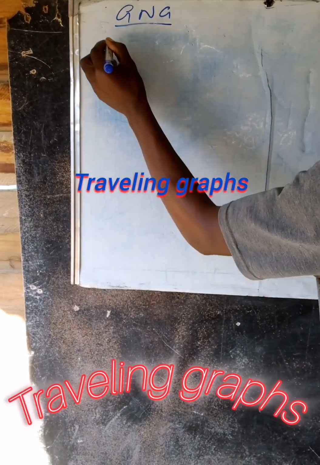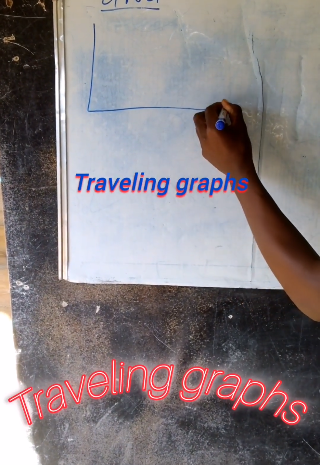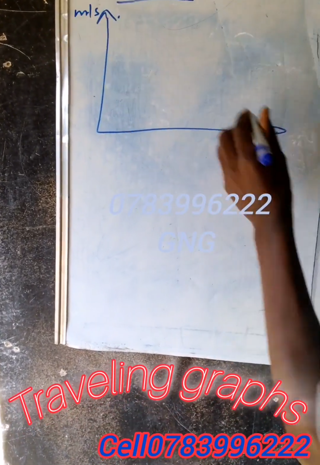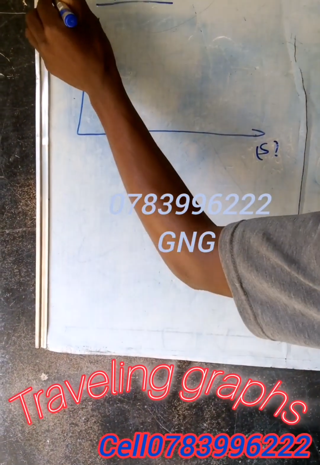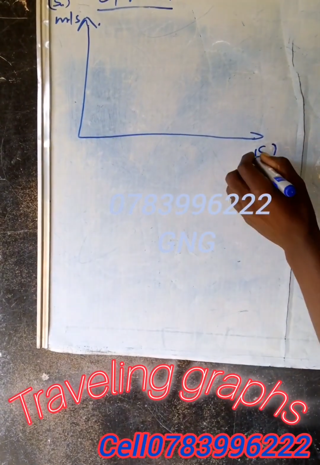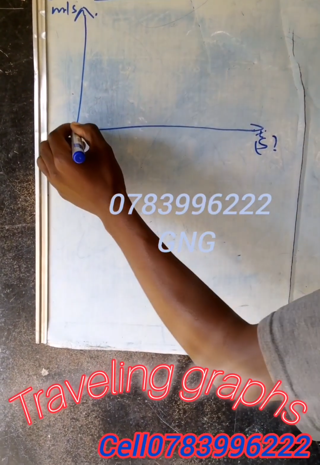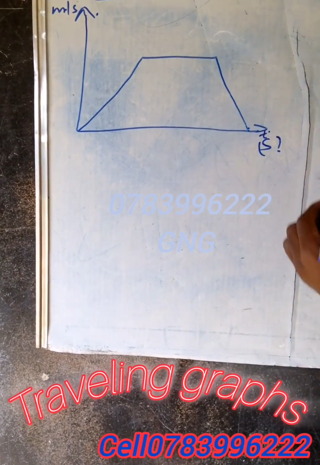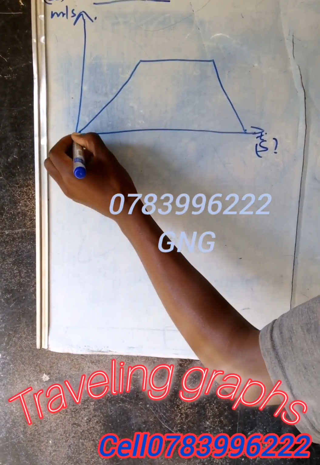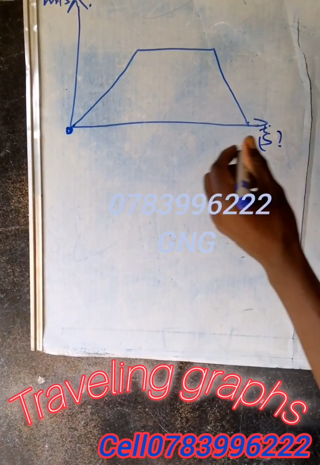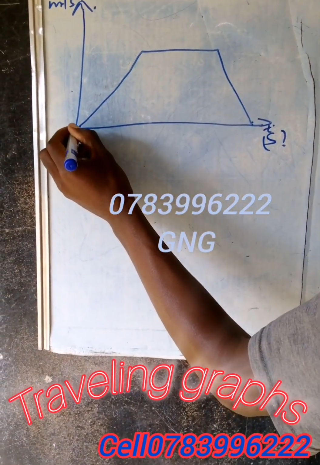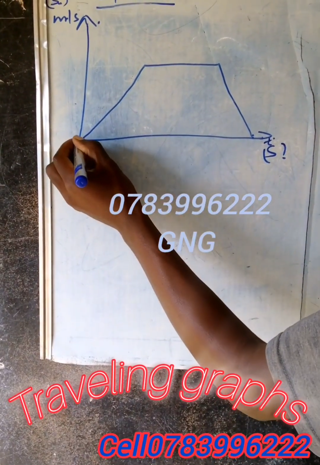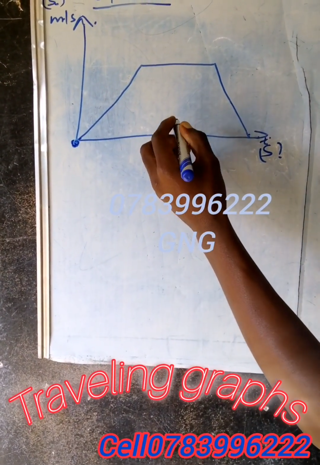Traveling graphs. Here we have a speed-time graph, with meters per second on this axis and time on the other. This is T, our time in seconds. This is the motion of a graph like this one. So from here, I can describe this as my initial time, also my initial velocity, the starting point, right?